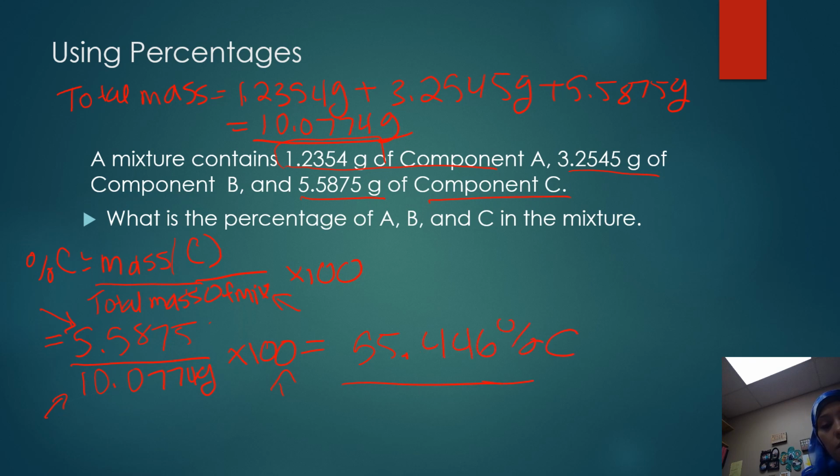But what I need you to be really cognizant of and aware of is that all the individual percentages for A, B, and C have to add up to 100%. So that's how you check yourself and make sure that you did your calculations correctly, okay? Always make sure that your total percentages add up to 100, okay?